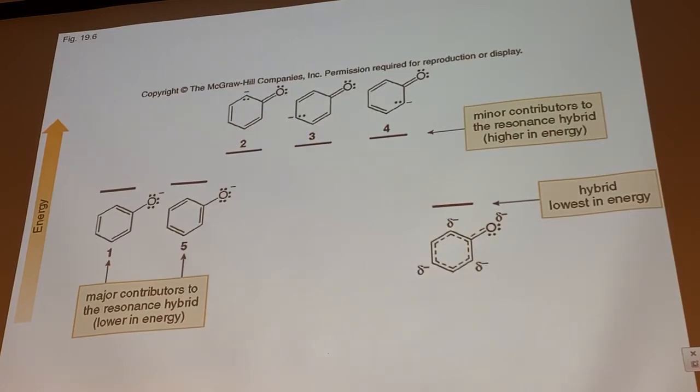One good point about this figure is it shows us that the hybrid is always lower in energy than the individual resonance structures. So here we have major contributors here, minor contributors up here, and the hybrid is lower in energy than even the major contributors. We always have stability caused by delocalizing the electrons. So this is going to be more stable than if we had just one individual resonance structure of phenol. Okay?